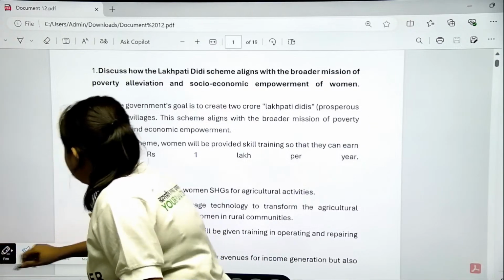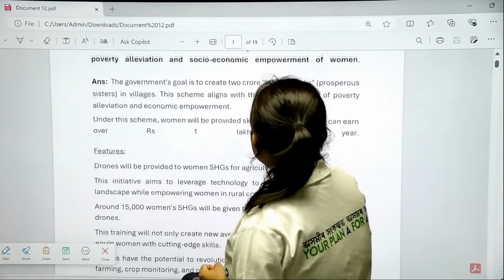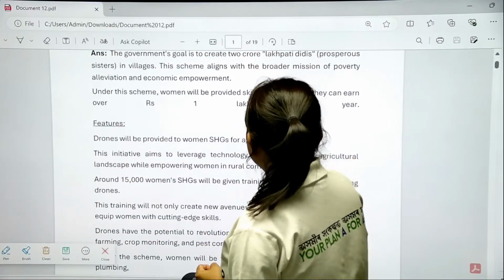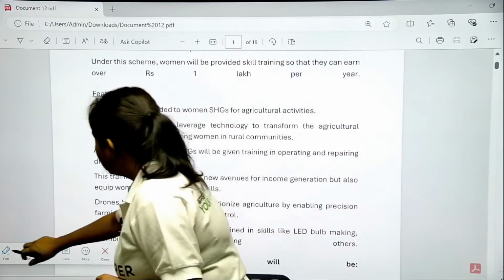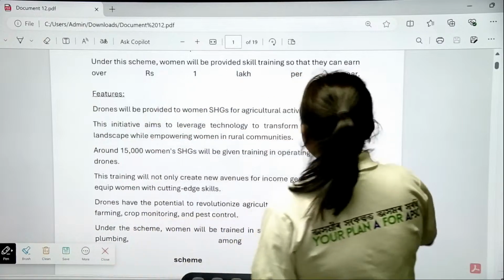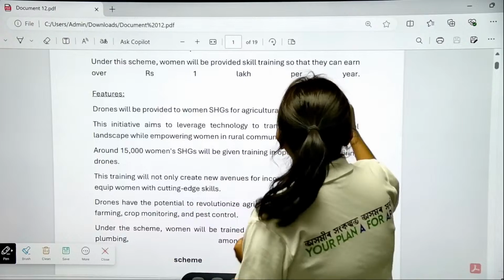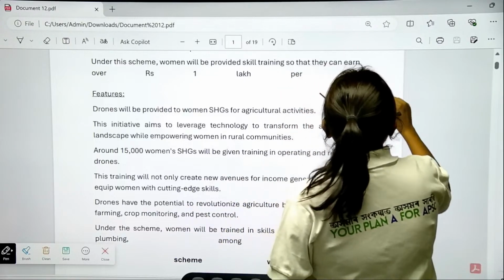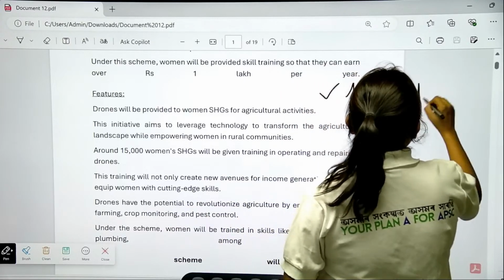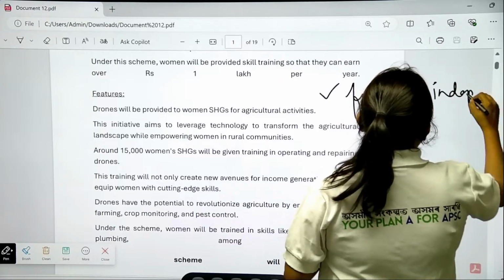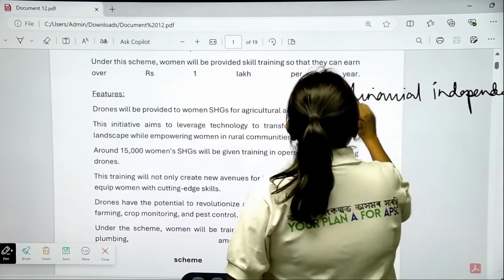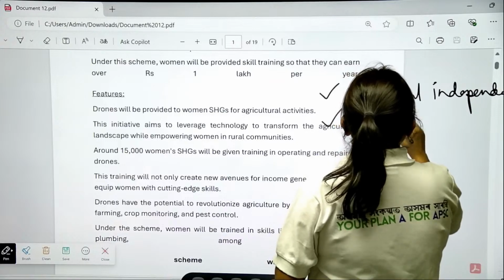We had to write how the 35,000 rupees given by the government will be used by the women. How will they use it? They will use it to have financial independence. Why not? They will use it to have financial independence. They will use it to have social independence.